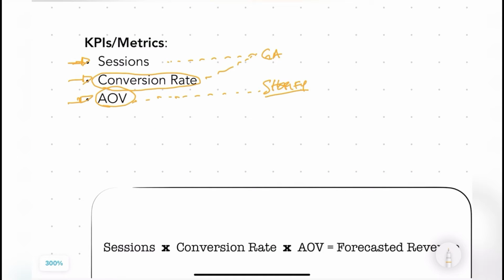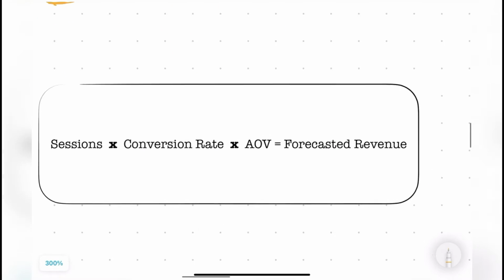But you can get all 3 from GA if you must, and you will use AOV from GA at different times as well. Ultimately you want to get that source of truth from Shopify, but if you want to know the source, you're going to have to use GA's average order value. So just some quick helpful tips there.